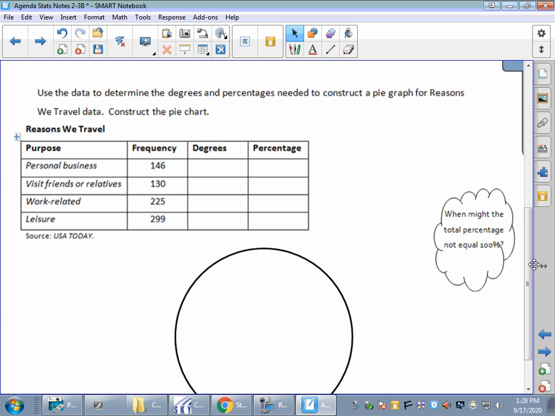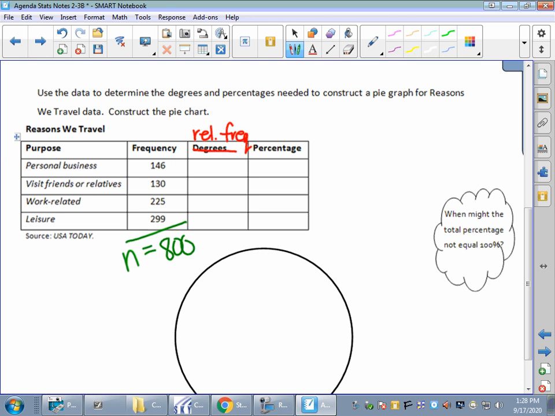So if my frequencies are all listed, the reasons that we travel, personal business, visiting friends, and so on, we probably need to know what our n is equal to. So if you do a quick add there, I believe it's 800. I'm going to call this category relative frequency. And then I'm going to call this category degrees. Every time I make a pie graph, I am going to jot those two things down. It's a lot more helpful than the way that I initially had it.